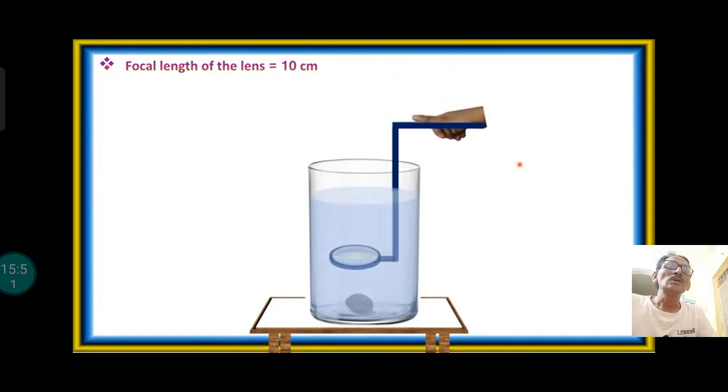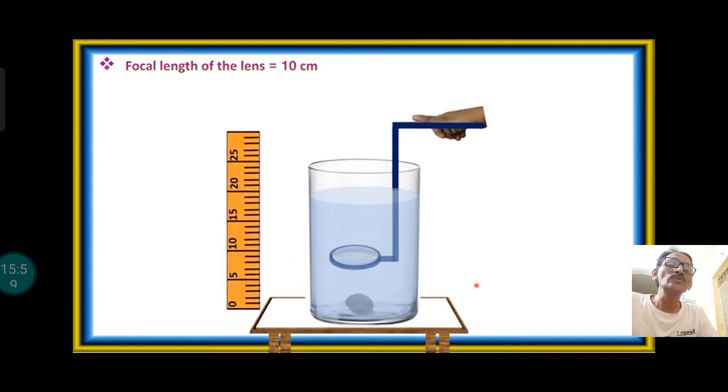Now dip the lens holder vertically down over the stone at a distance of 10 cm and observe the image of the stone. Is it visible for us? Yes, it is visible. Or at less than 10 cm, say 9 cm, it is visible. When the distance between the stone and the lens is 10 cm, the image of the stone is visible.